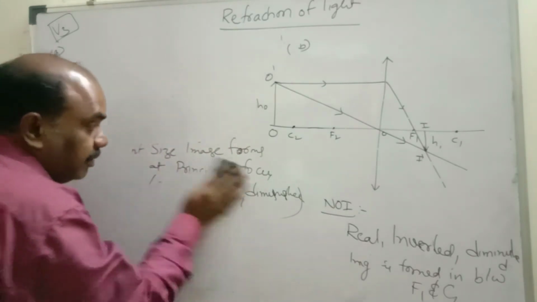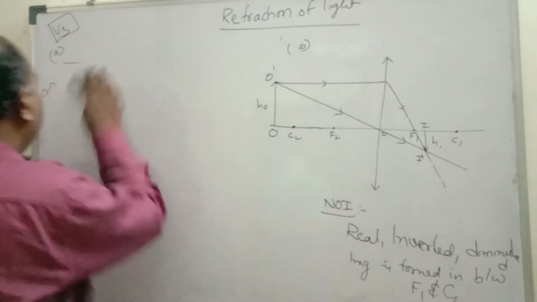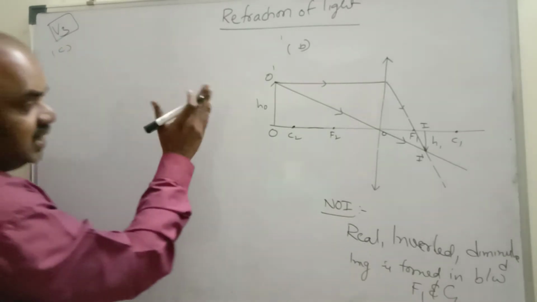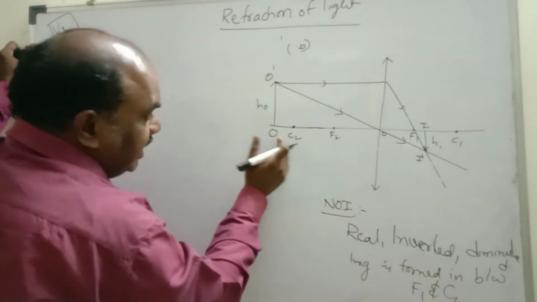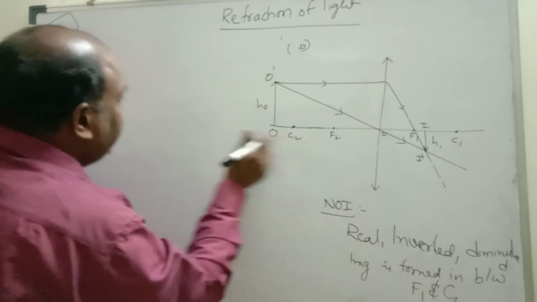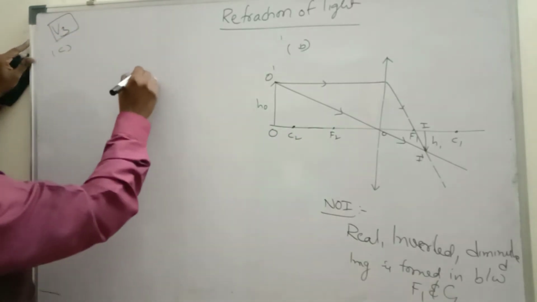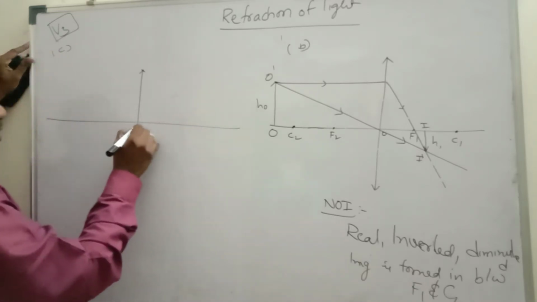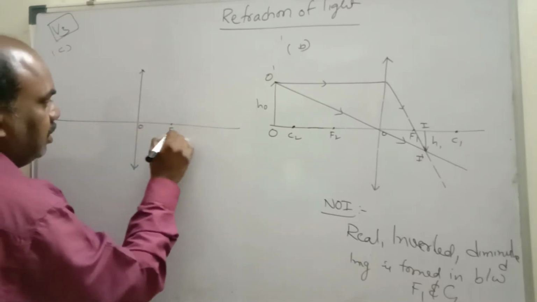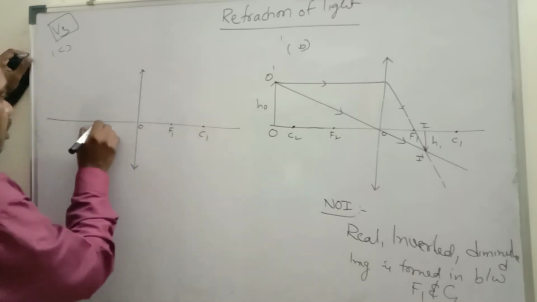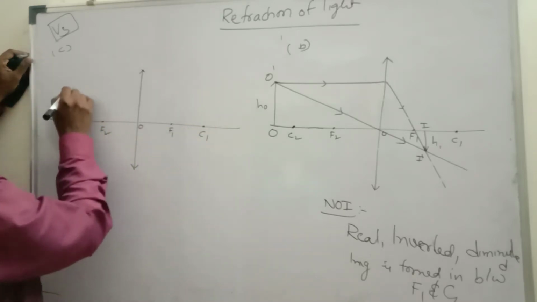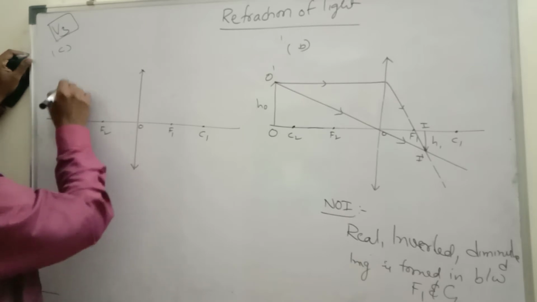Now we will see case 3. Are you following, children? Right. Case 3 we will see. First I placed the object at infinity, next beyond C, and the third case I am going to place it at C2. This is the principal axis, convex lens, optic center, F1, C1, this is F2, this is C2. Object placed here, O dash.